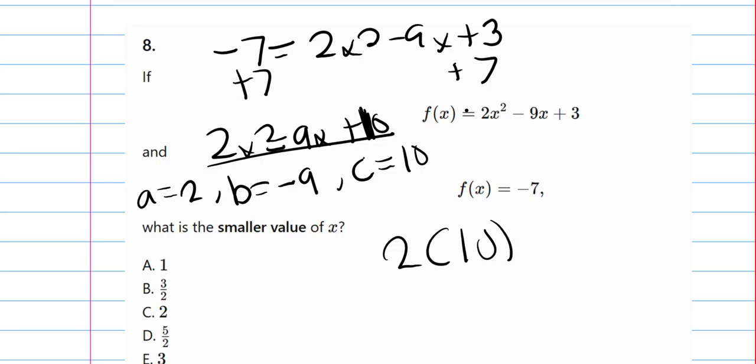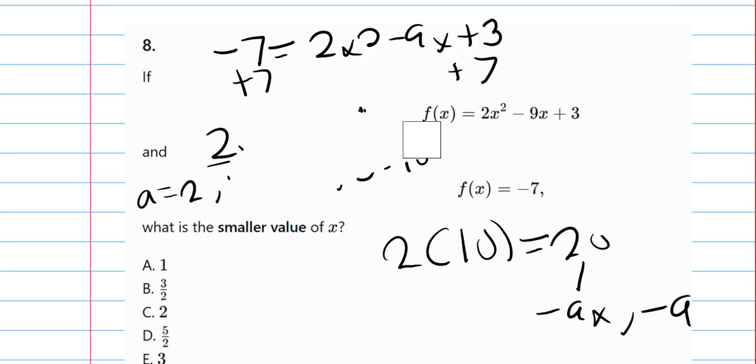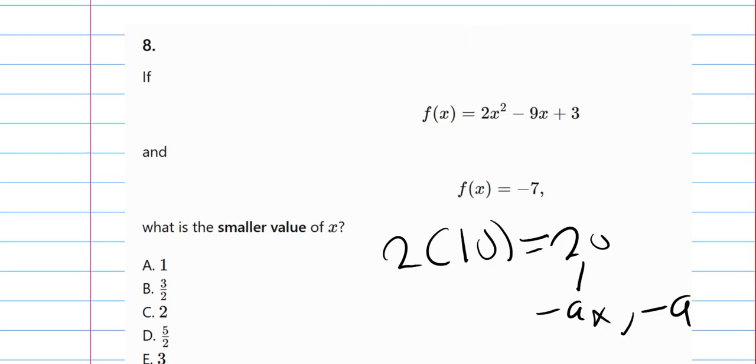So the AC method, I've shown you earlier: multiply A and C and check the sum for B. So that would be 20, and think of two numbers that multiply to 20 but add up to negative 9. And since we're given that information, you can just plug it in.